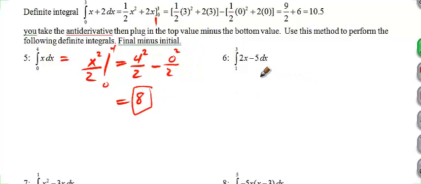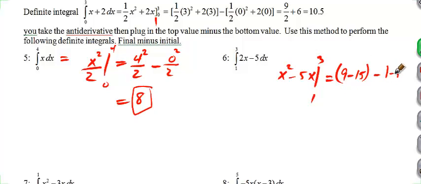All right, let's try another one here. So all we got to do is our antiderivative. So x squared minus 5x. Then we plug in our bounds, 3 and 1. So 3 squared is 9 minus 15. That's our top bound, minus our initial, 1 minus 5.